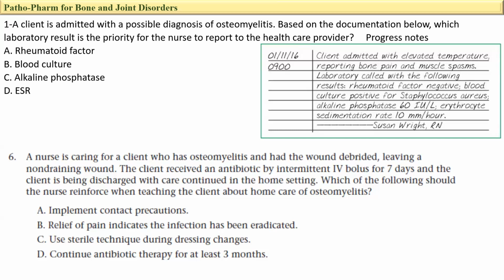A negative rheumatoid factor, RF factor, would be expected in the possible diagnosis of osteomyelitis. Alkaline phosphatase level of 60 is within normal range. ESR of 10 also is within normal range.